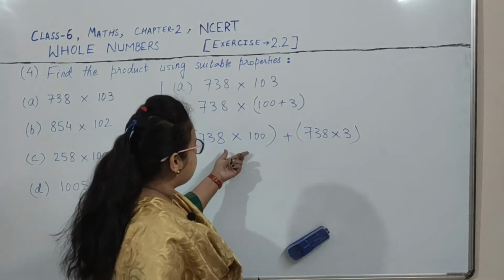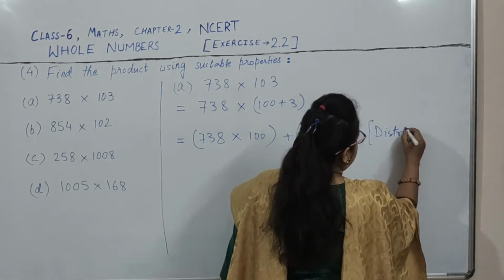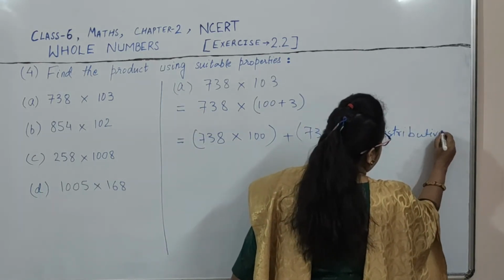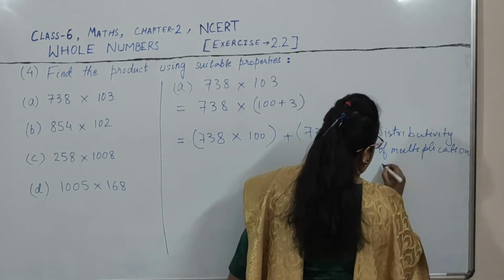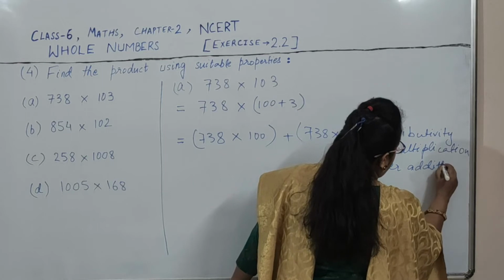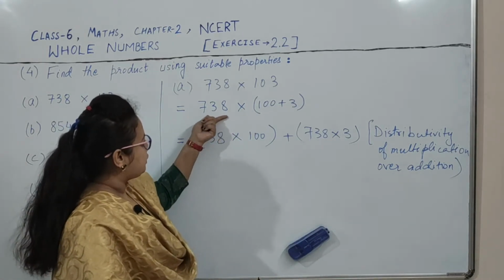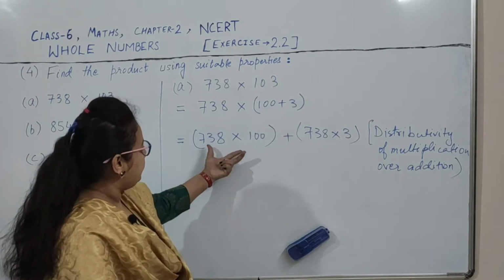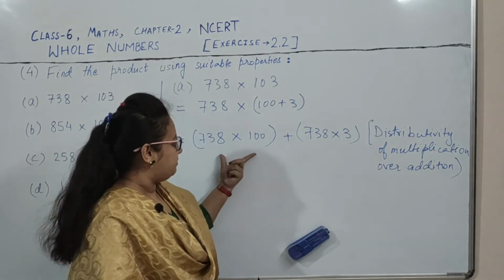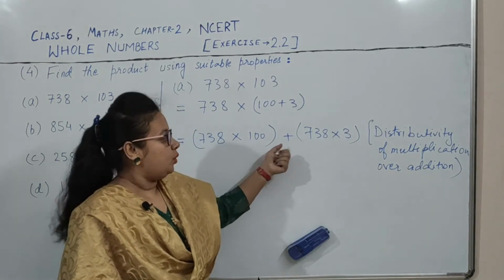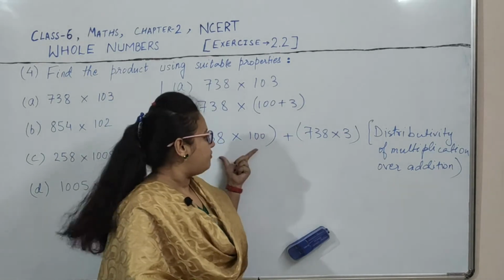Which property is this? This is known as the distributive property, which we have learned in the introduction part of that chapter on whole numbers: distributivity of multiplication over addition. It means the multiplication of this number is distributed in two parts with the help of a plus sign. The multiplication is distributed over addition. The property we have used in this step is known as the distributive property, or distributivity of multiplication over addition.